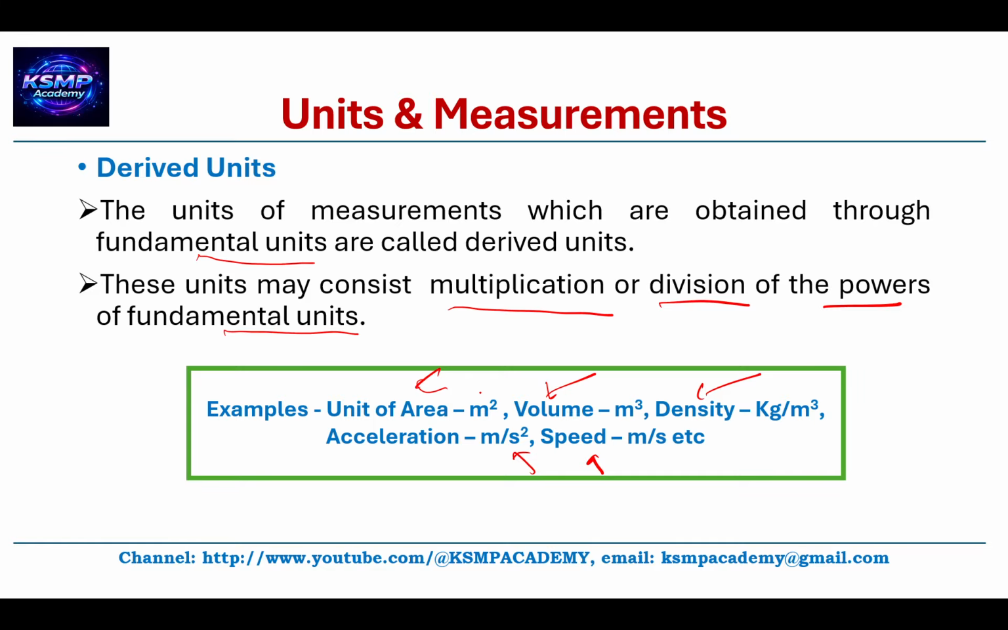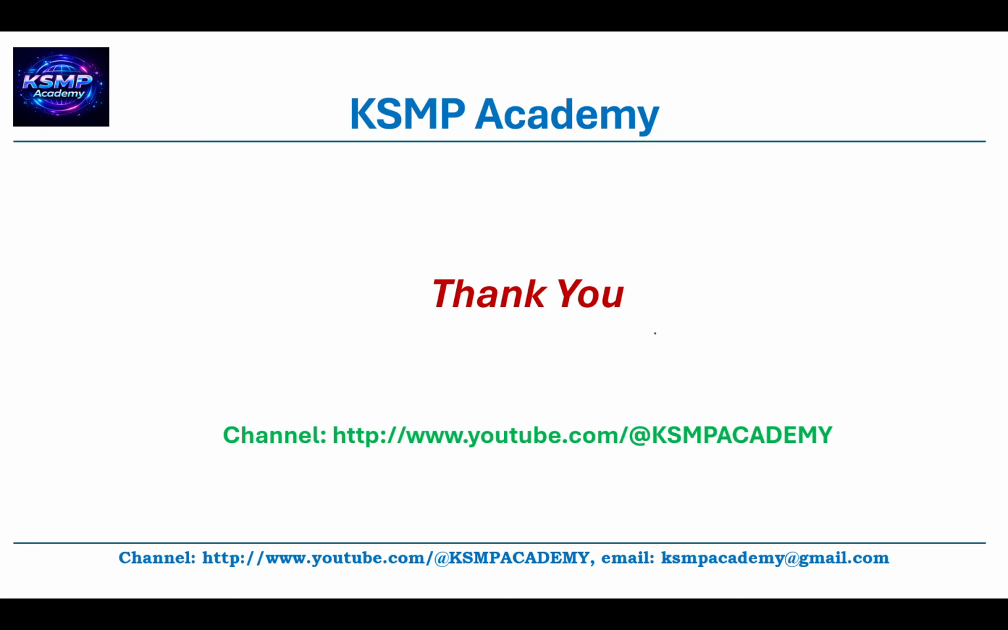Look here, the unit of area is meter square. Meter is the fundamental unit and we have power 2, so it is a derived unit. Similarly for volume we have meter cube. Meter is the fundamental unit. Similarly in density, kg is a fundamental unit and meter is a fundamental unit. So on. We have some examples. I hope it's clear what the meaning of fundamental and derived units is.